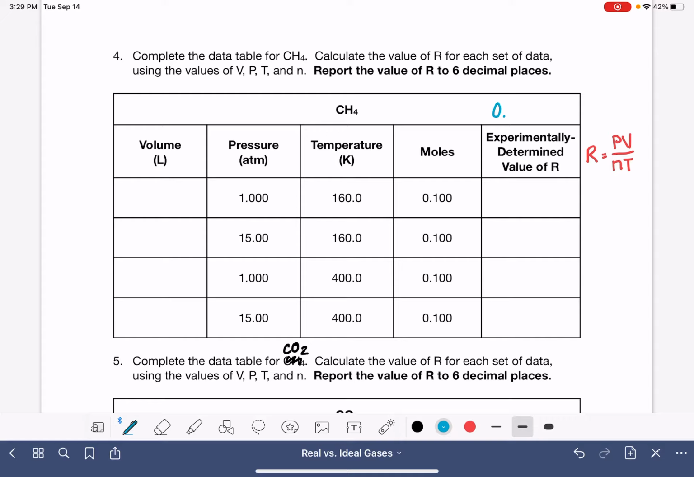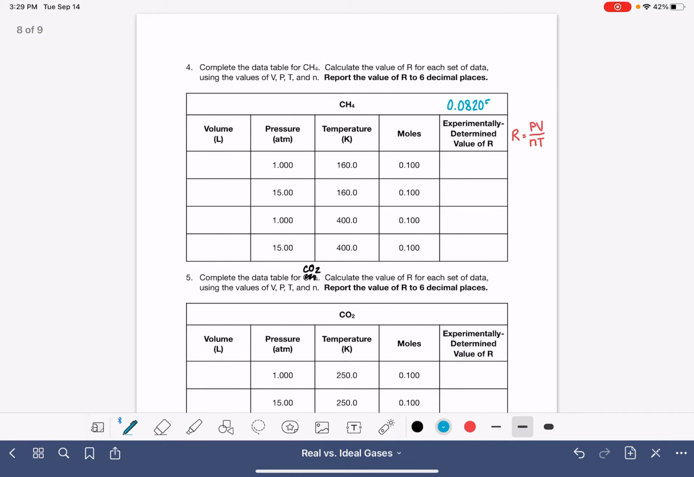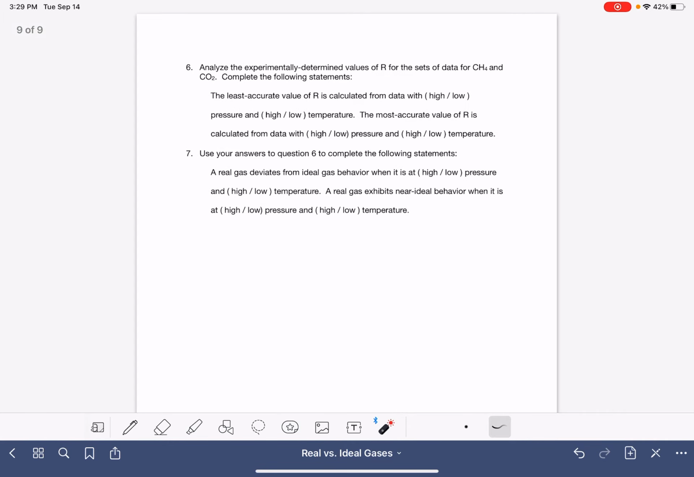Assuming that the standard value of R is 0.082057, what you're doing here is looking for the value of R that is the furthest away from this expected value. That will be your least accurate value. And then you're going to determine if that least accurate value corresponds to high or low pressure or high or low temperature.